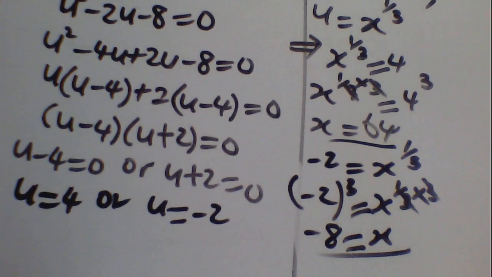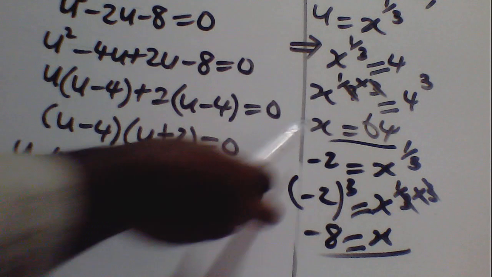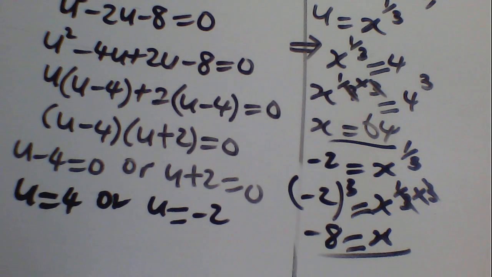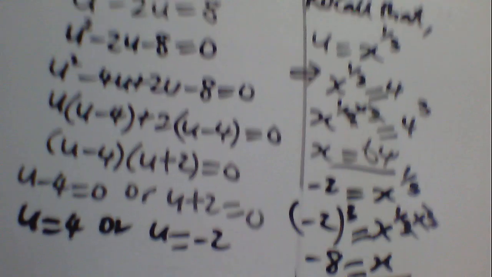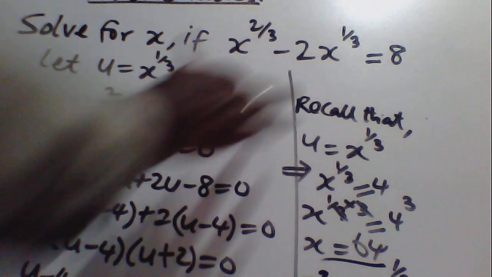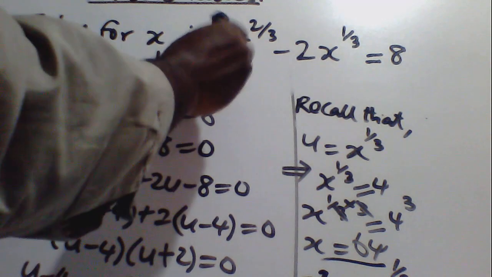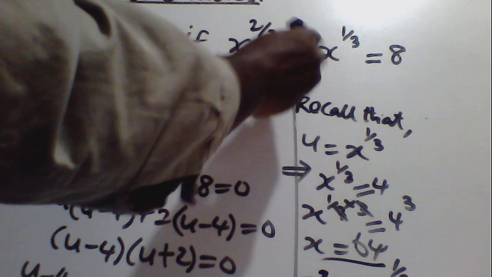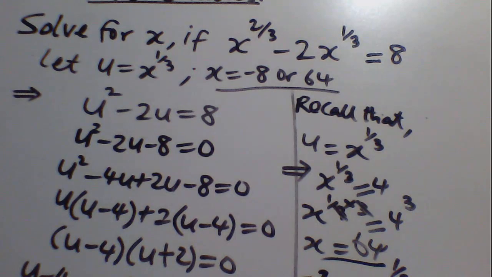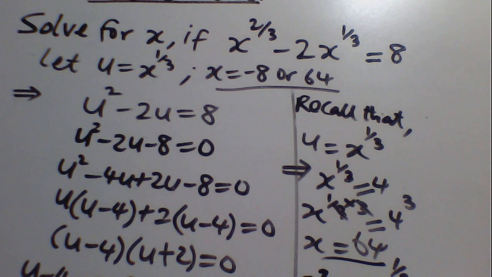So these are the values of x. In this case, you have x equal to 64 and x equal to minus 8. So from the given equation, we find that x is equal to minus 8 or 64. Any of these values will definitely satisfy the given equation. So this is how you can find the value of x.